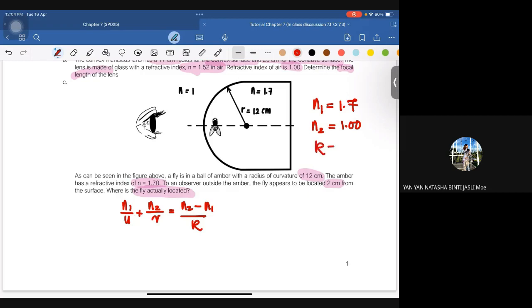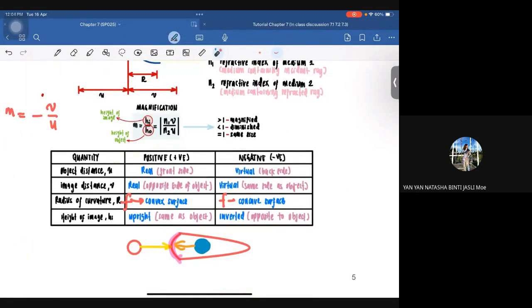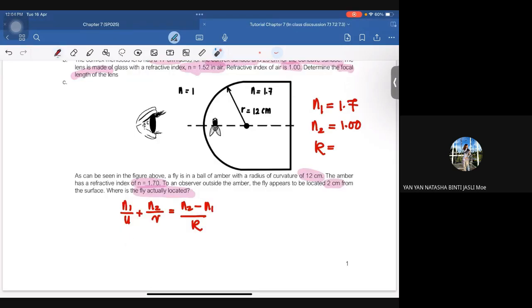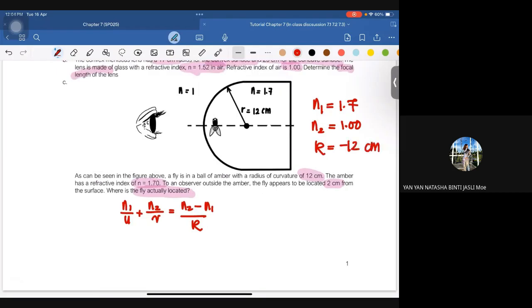Then the radius of curvature, we have to decide. It is not based on the observer. It is going to be based on the object. So our object is the fly. So what surface will the fly meet? It will meet a concave surface. If it is a concave surface, the radius of curvature should be negative. So you put it there, it will become negative 12 centimeter.